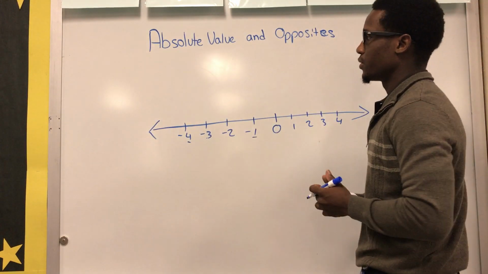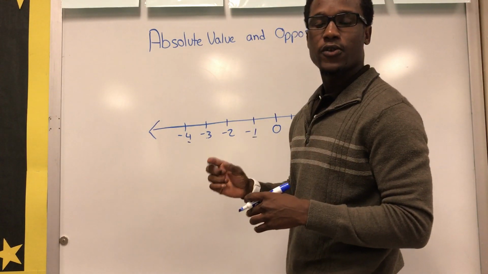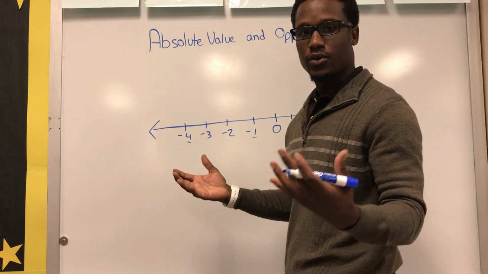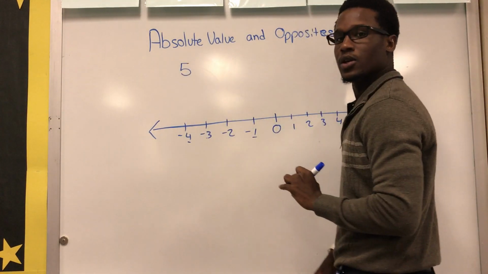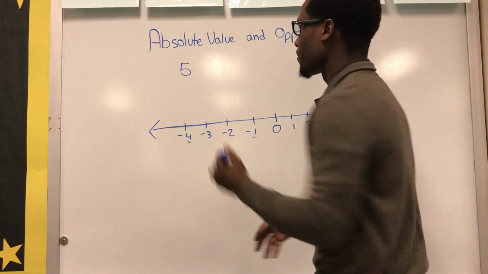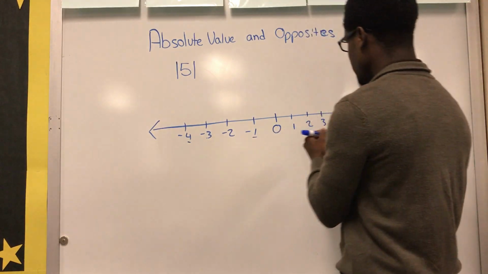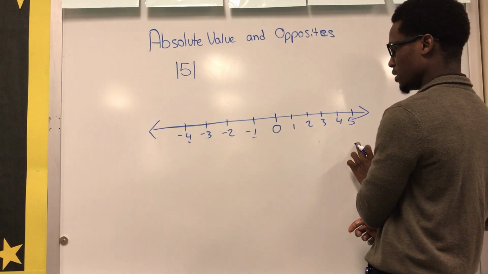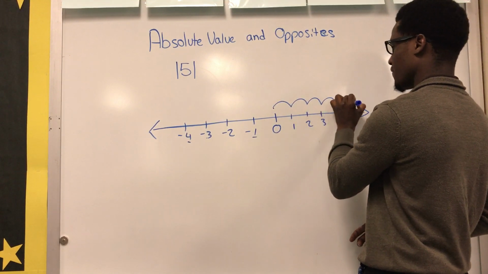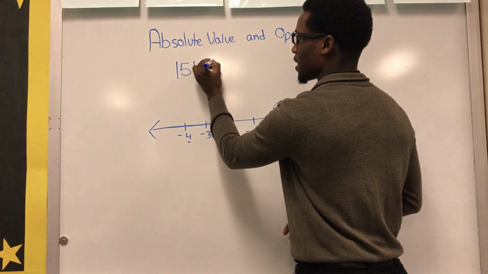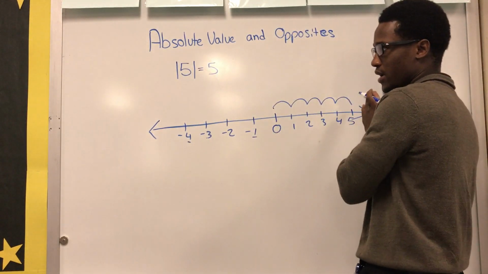Now, absolute value. All the absolute value means is what is the distance from the specific number to 0? How much will that be? So let's say I have the number 5. What is the absolute value of 5? And we denote it like this. This means absolute value of 5. So in this situation, if 5 is here, the distance from 0 to 5 is 1, 2, 3, 4, 5. So the absolute value of 5 is simply 5. The distance it takes to get from 0 to that number.